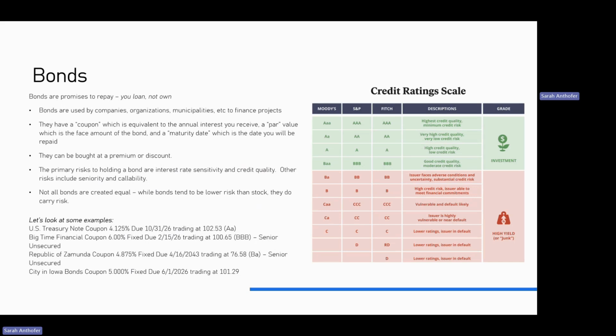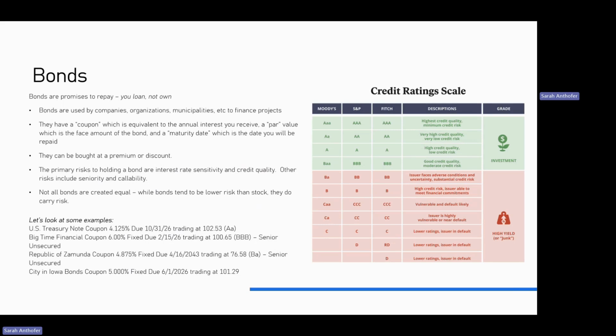Let's see, the Republic of Zamunda as my example. These are all, by the way, fictional examples. These are not real bonds. If we look at this one, it tells you what its coupon rate is. It tells you when it's going to mature. And then you're going to see that it's trading at $76.58. So for $100 in the future, I'm going to pay $76.58 today. That would be an example of a discount.